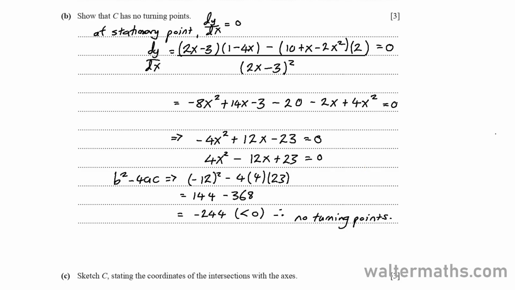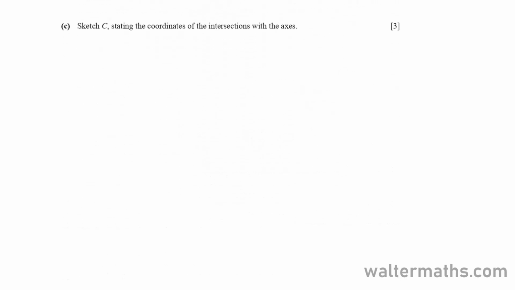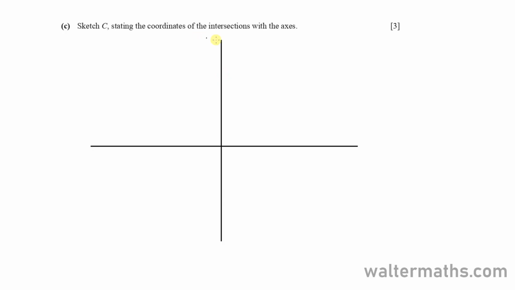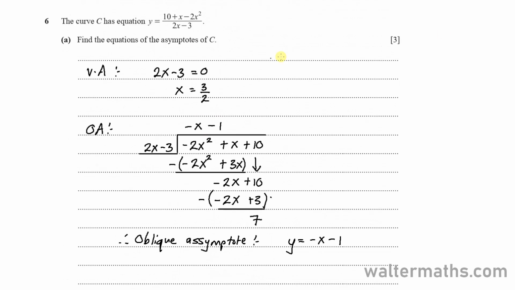Let's go down to part C. On part C, the question goes, sketch C, stating the coordinates of the intersection with the axis. Okay, so here I'll have the axis. So this is y and this is x. And we have the origin right here. Let's put in the asymptotes. We have two asymptotes. The vertical asymptote is x is equal to 3 over 2. So let's have that.